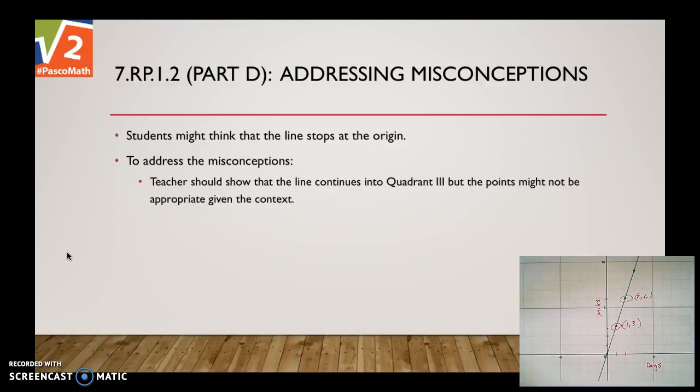The teacher could show that the line continues in quadrant 3, but the points might not be appropriate given the context. This would be a good example of that. So this line does continue down here. However, in quadrant 3, if we're talking about 1 day ago or -1 days, I didn't run -3 miles. That doesn't make sense in this context. And so that's why this line would actually stop at the origin for the context of the problem.